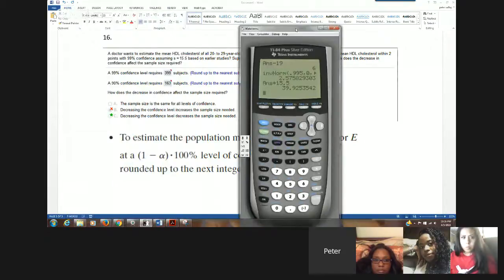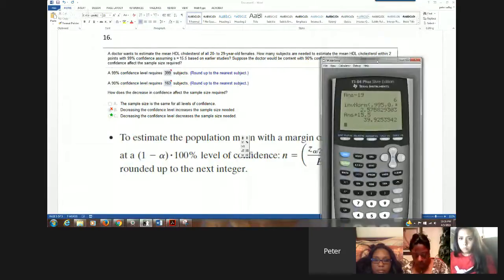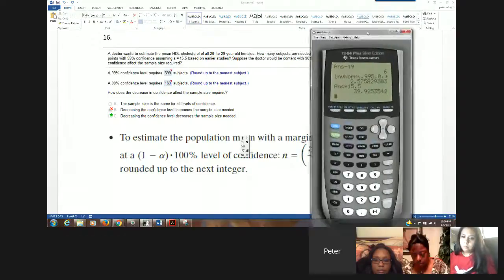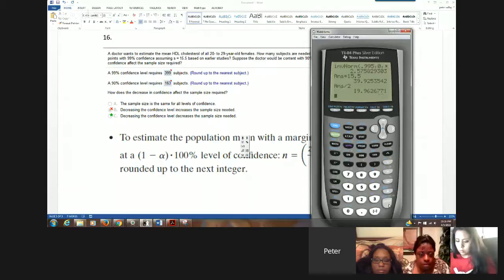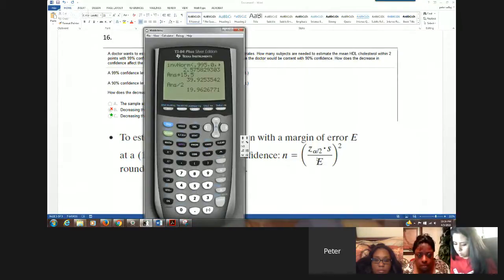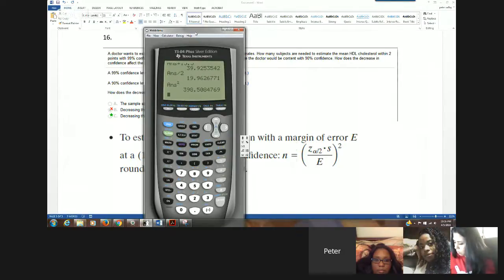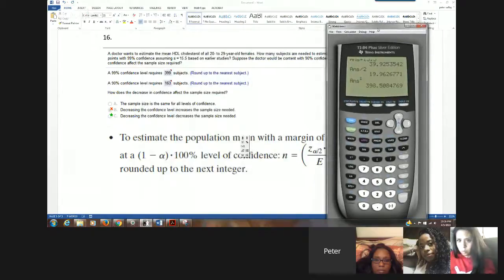And then divide that by the margin of error. I want to be within 2 points, so I believe this is what they did. Then I want to square that. That's what that formula says: take that number and square it. So then, ta-da! I get 398.5, and we always round up. So if I talk to 399 people, then statistically I should be at that level of confidence.